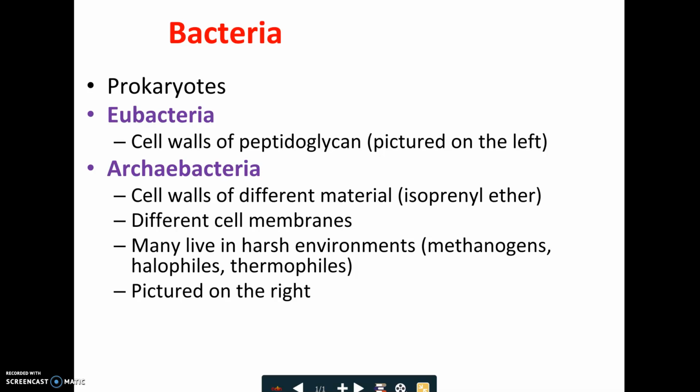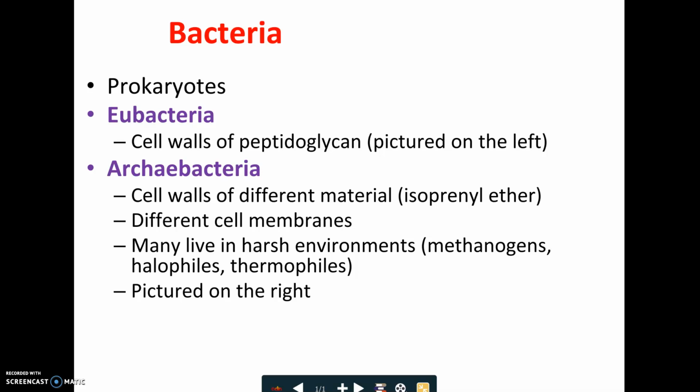Archaebacteria, which belong to the domain archaea, have cell walls made of a different material, isoprenyl ether. They have different cell membranes, but here's the only thing you really need to know as far as the test goes. Archaebacteria versus Eubacteria. Think of Archaebacteria as ancient bacteria, the first ones that ever lived on Earth, and we find them especially in harsh environments, like methanogens, which live in swamps, halophiles, which live in salty places, thermophiles, which live in really hot places. So archaebacteria are the ones that are sometimes called extremophiles. They're found in extreme environments.